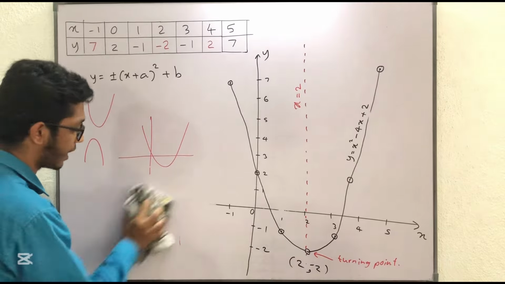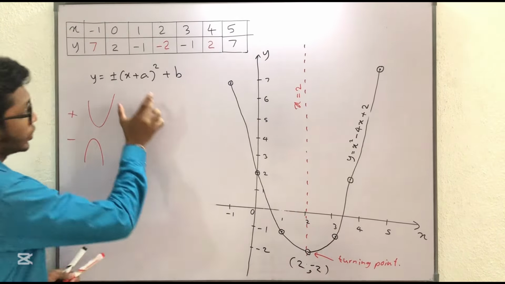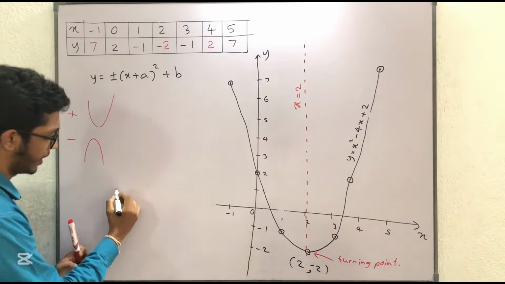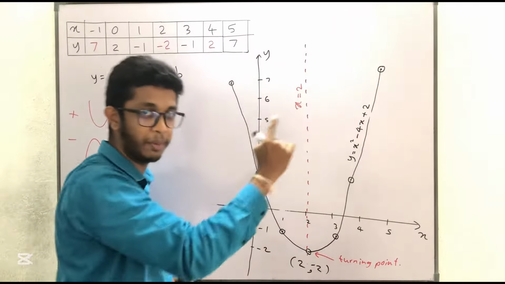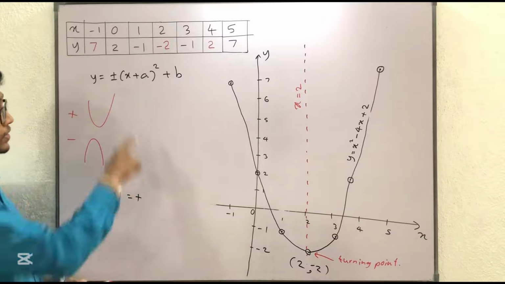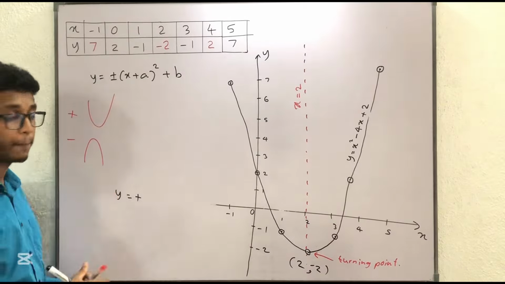So in our graph, which sign should we put in this plus or minus position? Our graph is a graph with a minimum value. So we have to put plus here. I decided the sign and put the sign as plus.